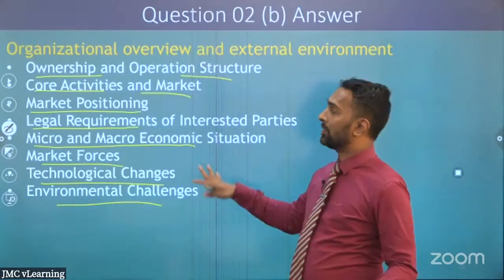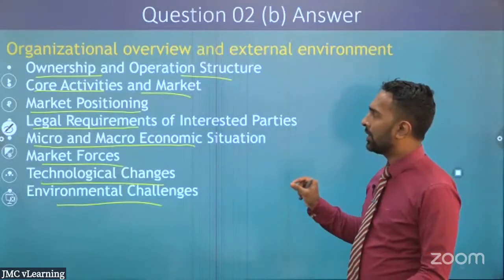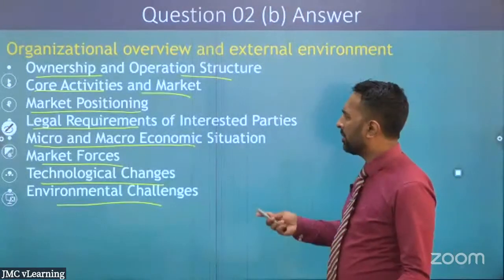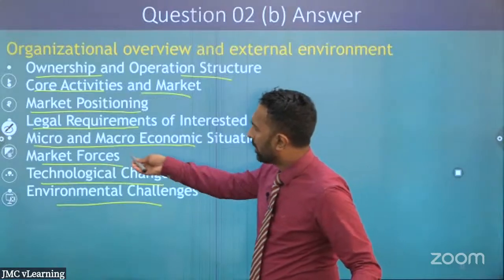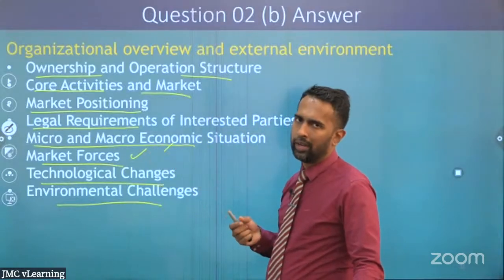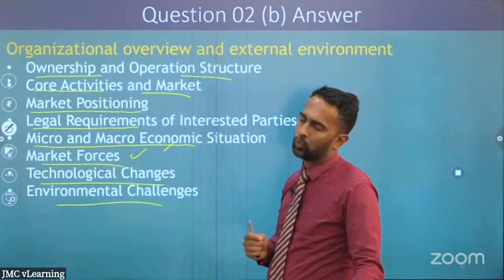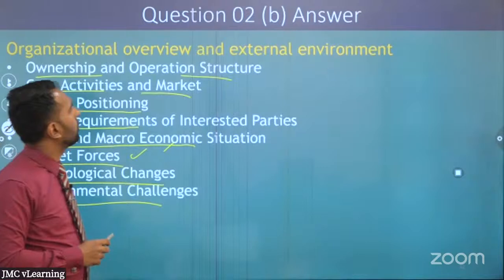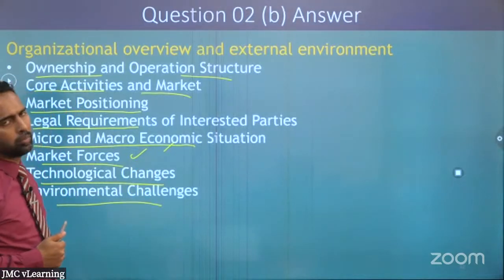I have not included all the answers, only for these theory questions. Okay. From here you can remember a couple of factors: market forces, macro, micro. At least 2 you have to remember. At least 2. Okay. Right. So that's about question number 2.